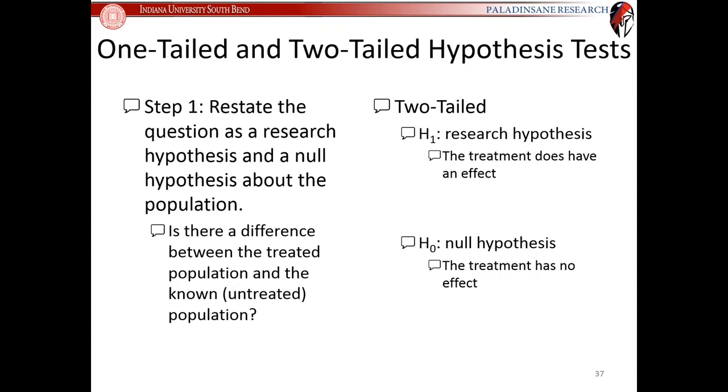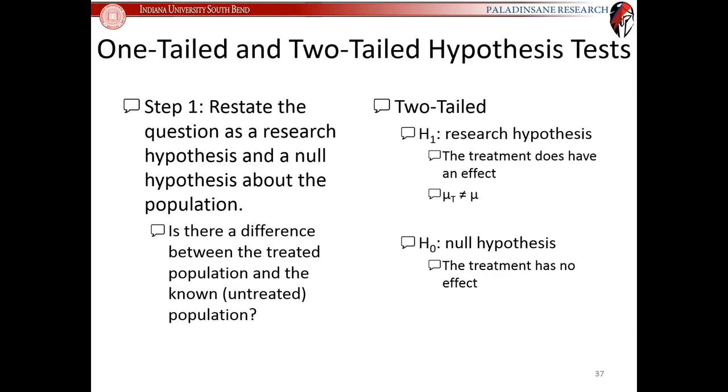The research hypothesis, we write that out as the mean of your treated population does not equal the mean of your untreated population. So that is a two-tailed test. That covers a decrease because of your treatment, and it covers an increase, right? Because if it decreases, then it's not equal. And if it increases, then it's not equal. So that one statement covers both decreases and increases.